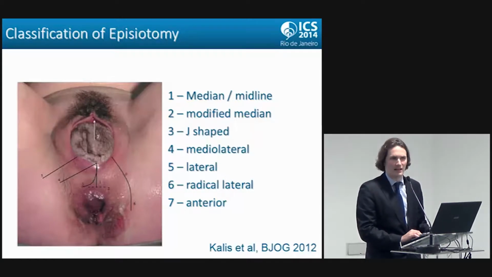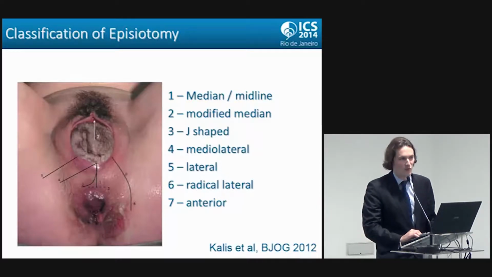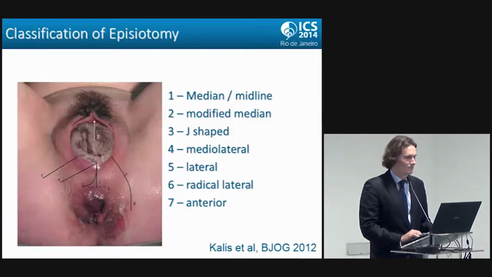What we do in the UK, and I guess most commonly around the world, is the mediolateral episiotomy. So that starts at the posterior fourchette and moves away at around 45 degrees. And what I think is done only in Finland is a lateral episiotomy that begins away from the midline and moves even further laterally at 45 degrees. There are some other slightly more unusual episiotomies. Sometimes in the UK we perform anterior episiotomy for women with previous female genital mutilation.